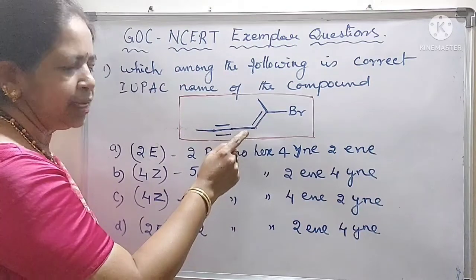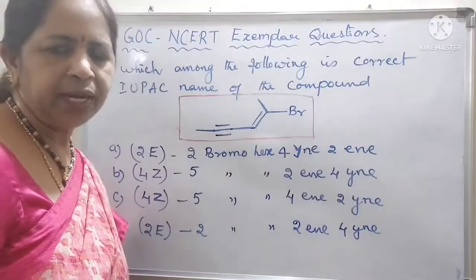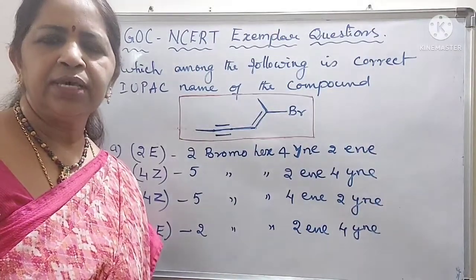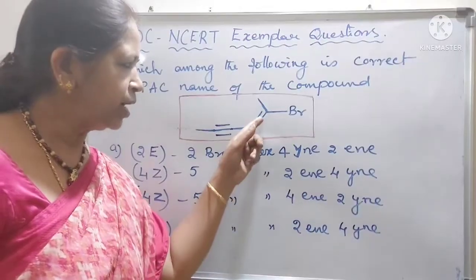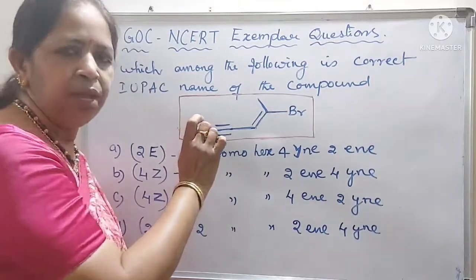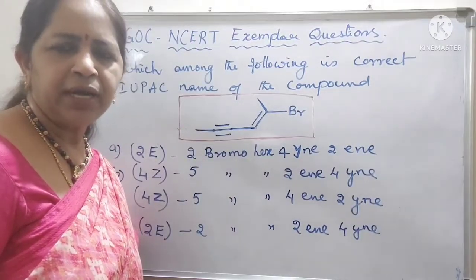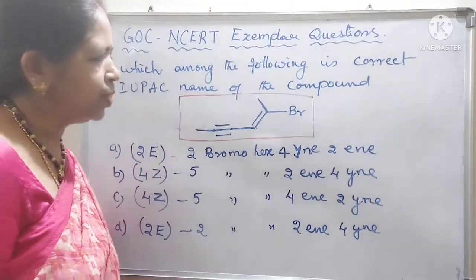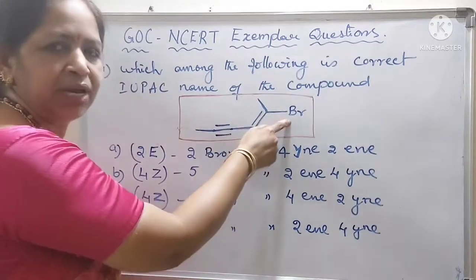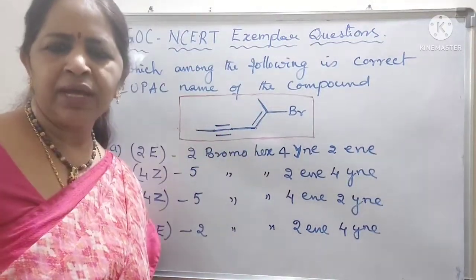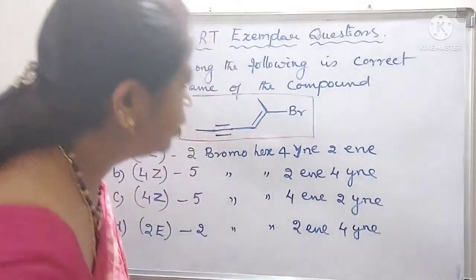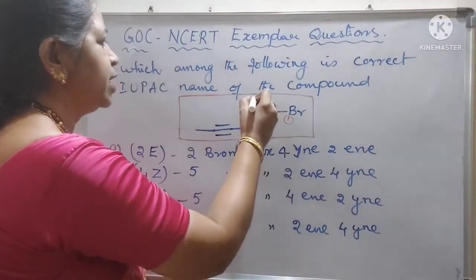we have to assign EZ configuration to the double bonded carbon atoms. How to assign EZ configuration? EZ configuration is assigned by giving priorities to the groups attached to the double bonded carbon atoms. Based on what do we give the priorities? Based on the atomic masses. So here bromine and a methyl group are present. Bromine will get the first priority. The group with the highest mass number gets the first priority. So bromine gets the first priority and the methyl group gets the second priority.